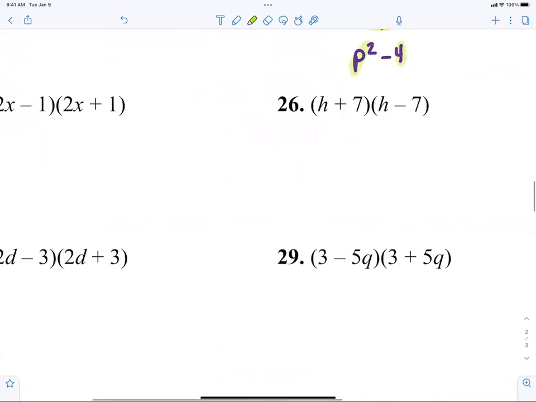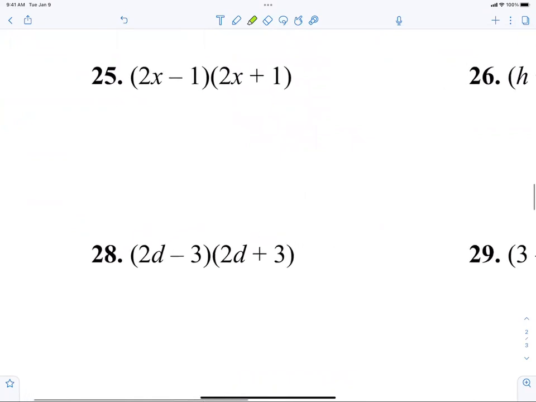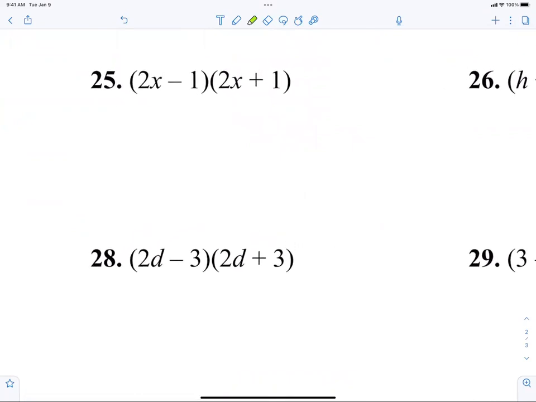Okay, Evan, let's see what you're doing here. 25. We're going to do one more, and then I'm going to show you how simple this one is also.